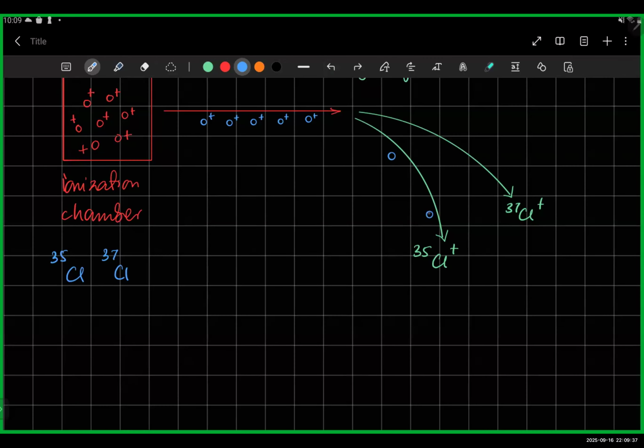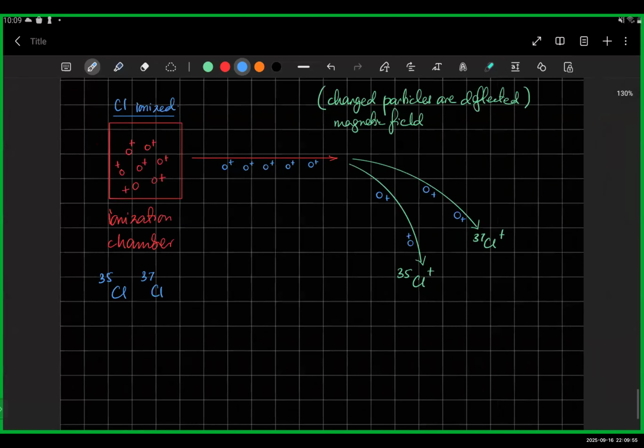Okay, so I've drawn these. So the beam splits into two, and your ions, one goes to one side, the other one gets deflected more. And there's this detector on the other side. That detector detects charged particles falling on top of it.